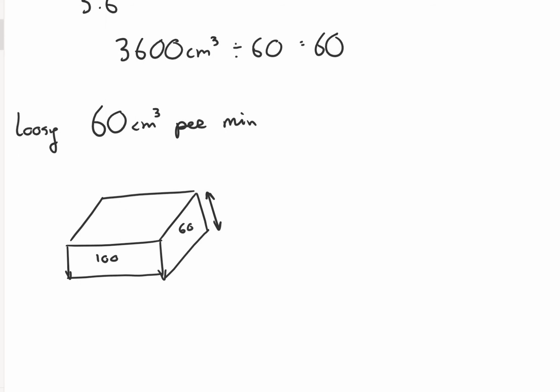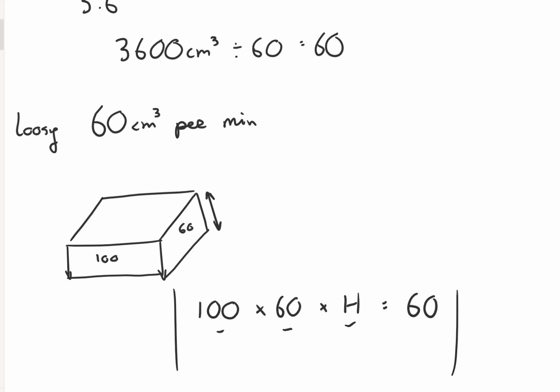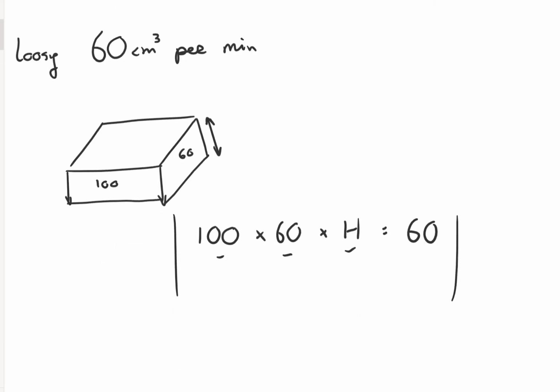Okay, so here's what we're going to do. We're going to take the length, which is 100, multiplied by the width, which is 60, multiply by the height, which we don't know. And if we multiply all these three together, then we should get 60 centimeters cubed. We divide by 60 on both sides. Okay, so we divide by 60, divide by 60. We will get 100 multiplied by h equals 1. Divide by 100.